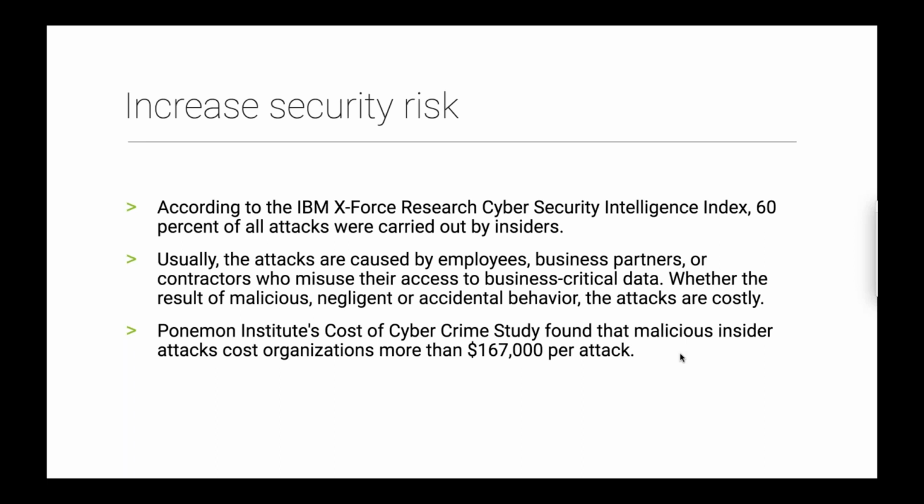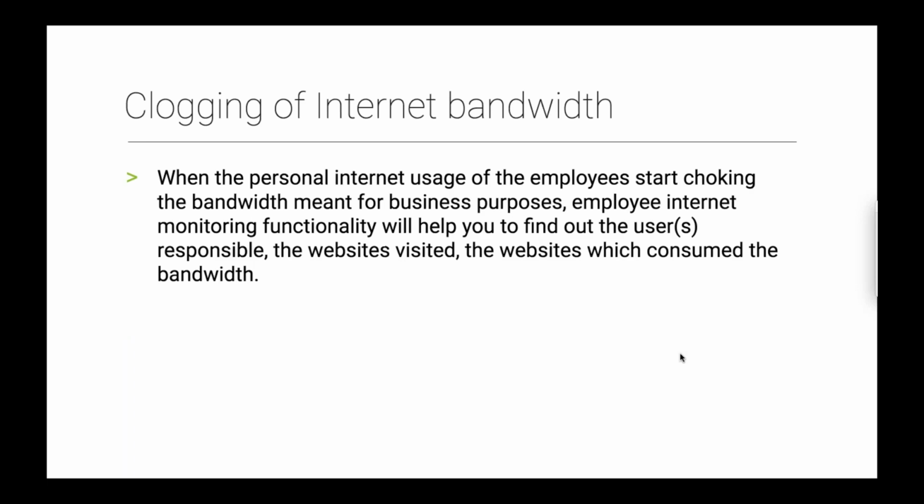So how to prevent that? We'll understand that part as well going forward. The Ponemon Institute's cost of cybercrime study found that malicious insider attacks cost organizations more than 167,000 per attack. That's huge. That's just a gist about the increased security risk due to uncontrolled bandwidth usage by the internal users. The second part is that uncontrolled bandwidth utilization can clog or choke the internet bandwidth, which causes problems for your business critical activities.